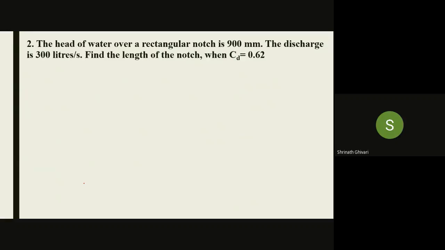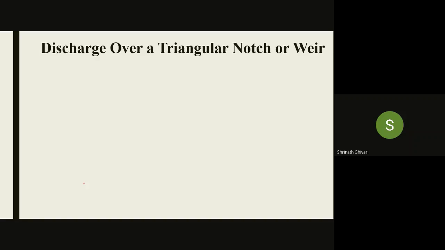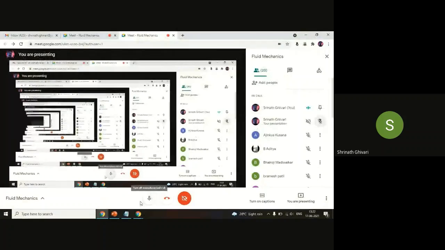Yes, sir. Any doubts? No. Okay. Now we shall go for another derivation, that is discharge over a triangular notch or a weir. Discharge over a triangular notch or a weir. Can you give me just 2 minutes? Just give me 2 minutes.